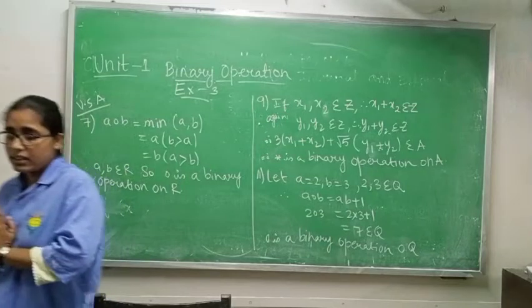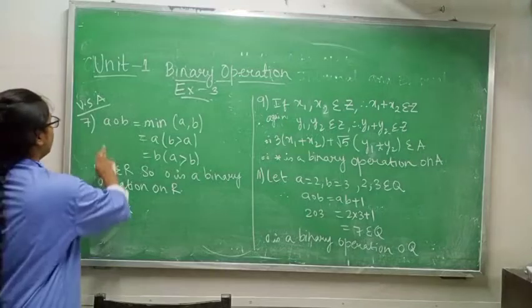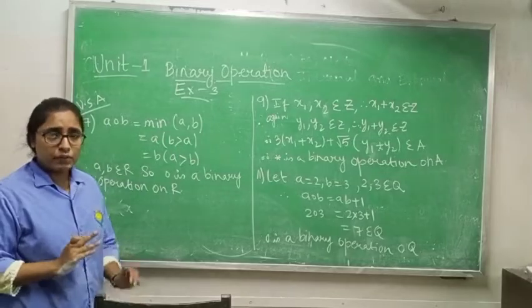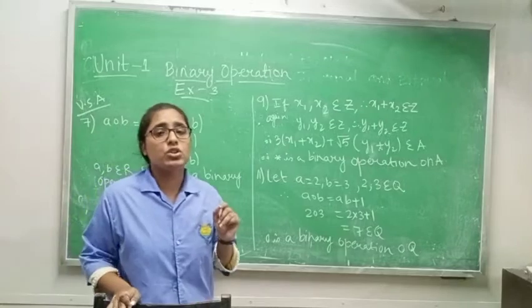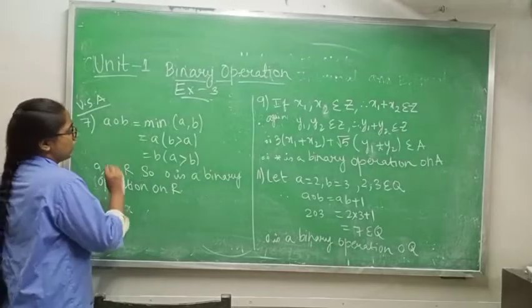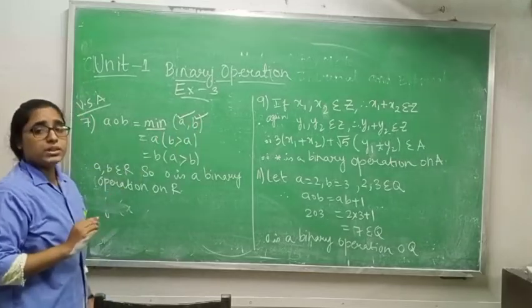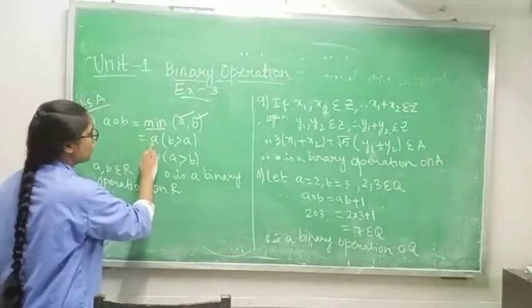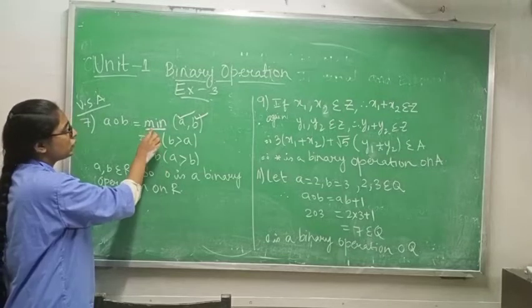It's very simple and easy, class 12. If you understand this concept, what you will do is, it is given a circle b equals min(a, b). So we have to show that a circle b belongs to R and circle is a binary operation on R, means on real numbers. See, min means either a will be the minimum or b will be the minimum. Min means minimum. Either a is smaller or b is smaller. If a is smaller, in place of min what will you write? a. If b is smaller, in place of min what will you write?